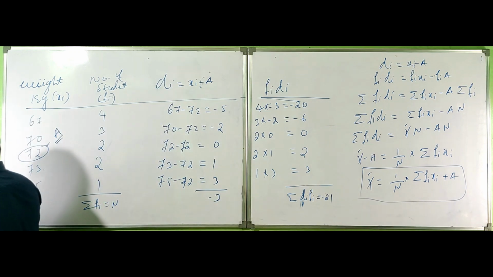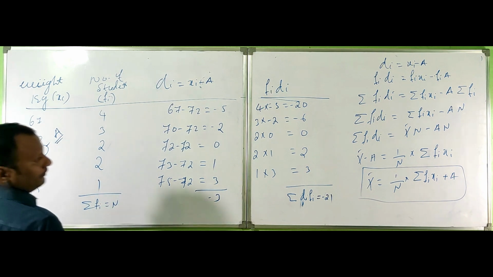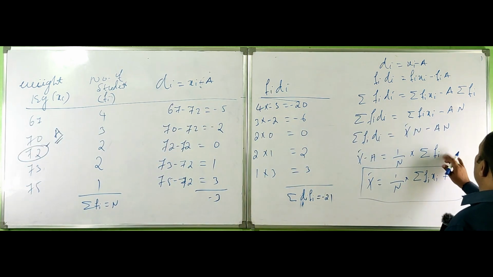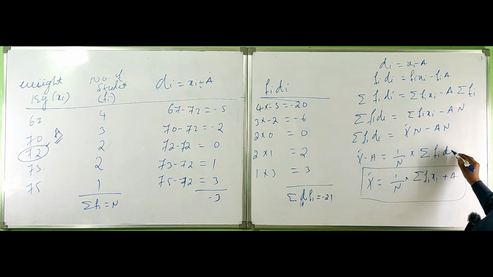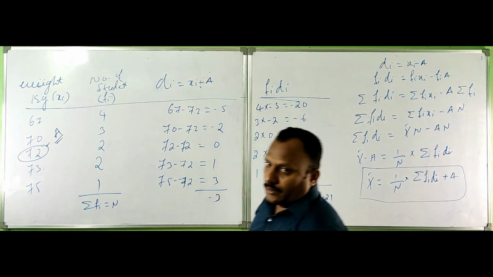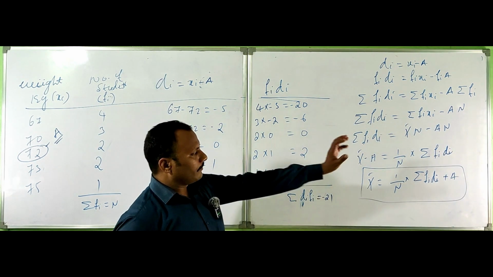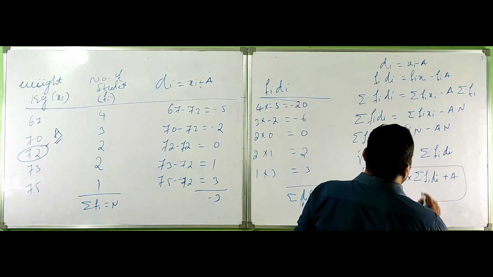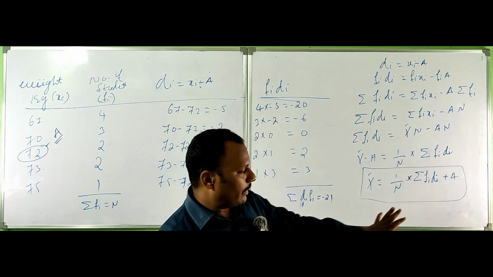I think so. Yes, A plus 1 by n into summation f of i di. Not xi, di. This is di, right? Okay, once again, this n is here, only for A. Okay?